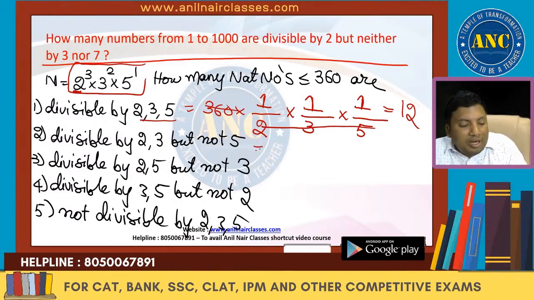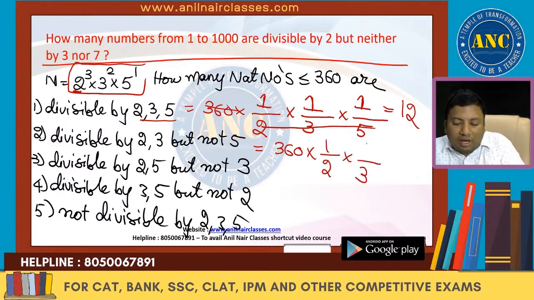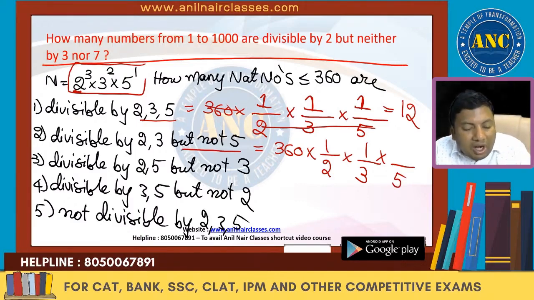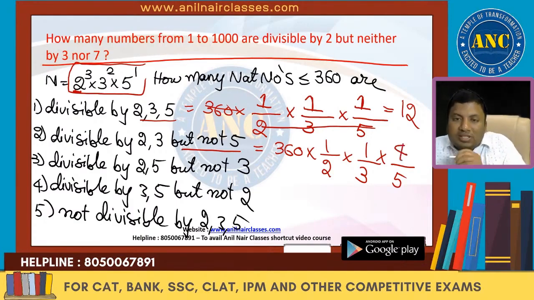Next one. How many numbers are divisible by 2 and 3 but not by 5? So 360 into: out of 2 numbers, 1 number is divisible. Out of 3 numbers, 1 number is divisible. Out of 5 numbers, 1 number is dividing, so how many numbers are not dividing? 4.